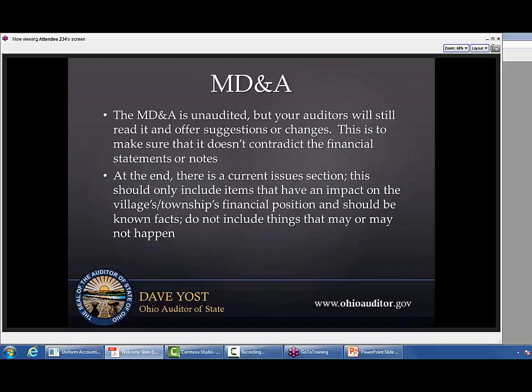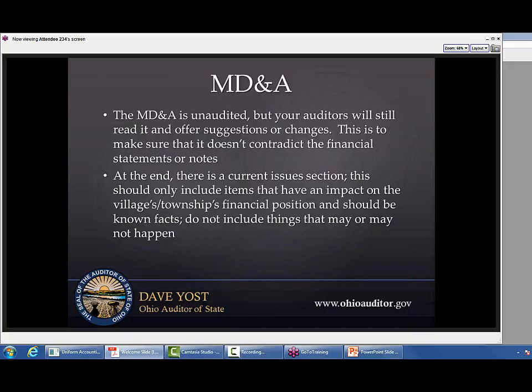The MD&A is unaudited, but auditors will still read it and offer suggestions and changes. They basically look at it to make sure that if you have numbers in your financial statements or you have numbers in your notes or wording in your notes, that the MD&A is not saying something different. So if you put in that numbers increased during the year, when in actuality they decreased, that's what they're going to look for: consistency. They just don't want what's in the MD&A to contradict the financial statements and notes.